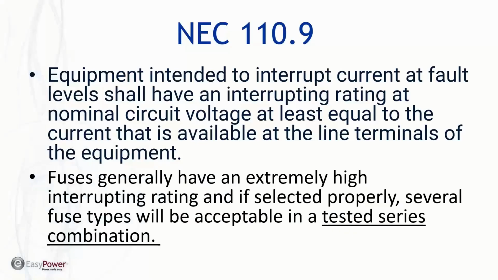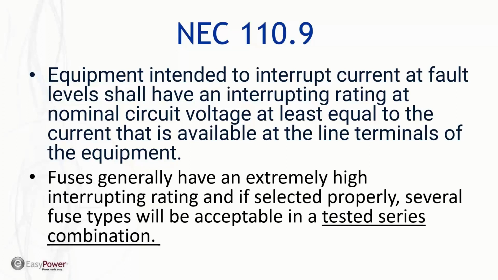Now, the NEC, specifically in Article 110.9 in definitions, defines that equipment intended to interrupt current at fault levels shall have an interrupt rating at the nominal circuit voltage that's at least equal to the current that's available at the line terminals of the equipment. And this is referred to as the rating of that interrupt device.